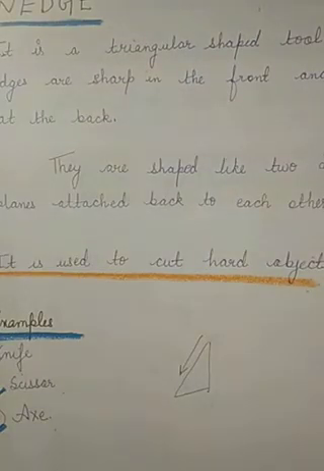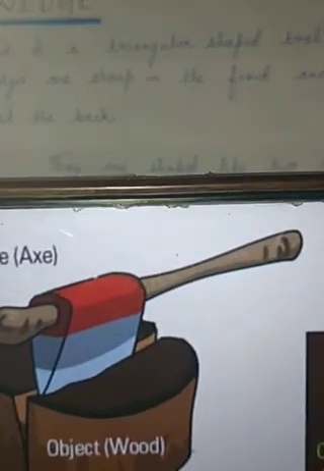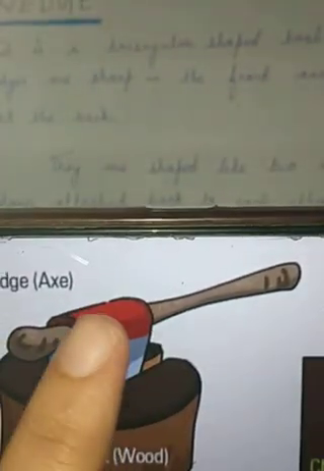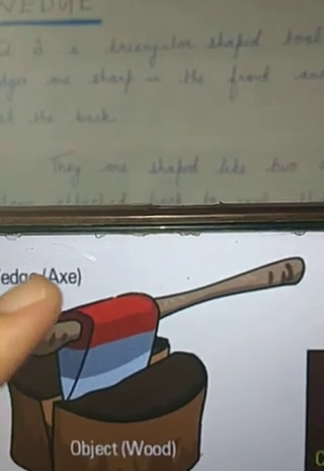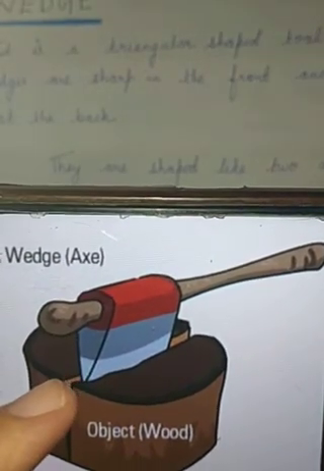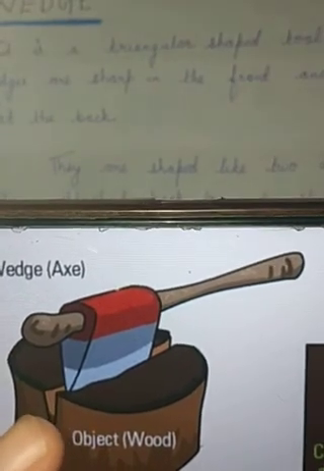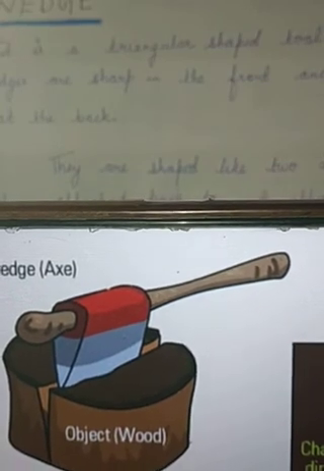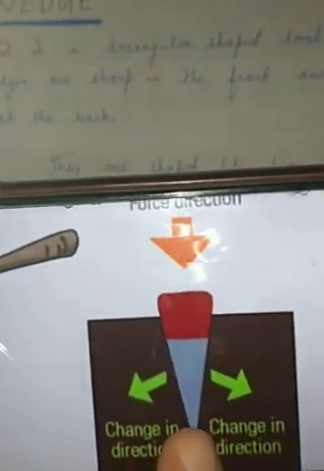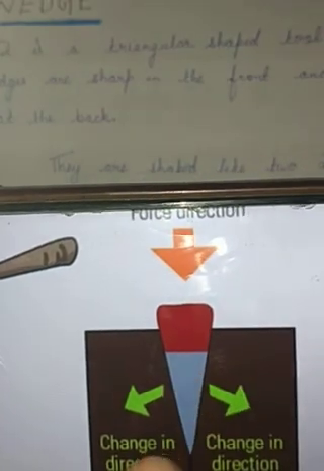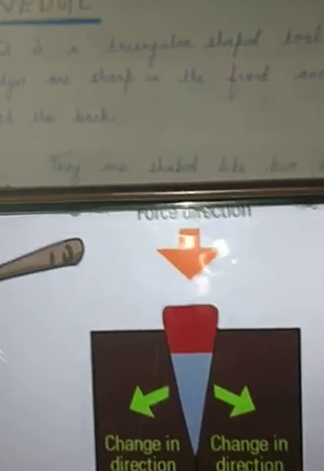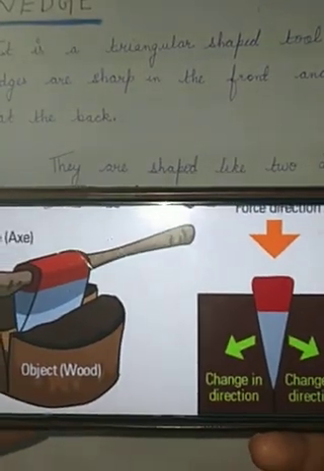Now I will show you one more diagram. See here, this is also a wedge. I have told you that it looks like two inclined planes joined back to back. See here, this one structure is a slope-like structure, and the other part of the axe is also a slope-like structure. So it always seems like two inclined planes joined together back to back. This is how an axe acts on wood. When we use an axe, it changes the direction and makes two things apart. So it is basically used for cutting two things.